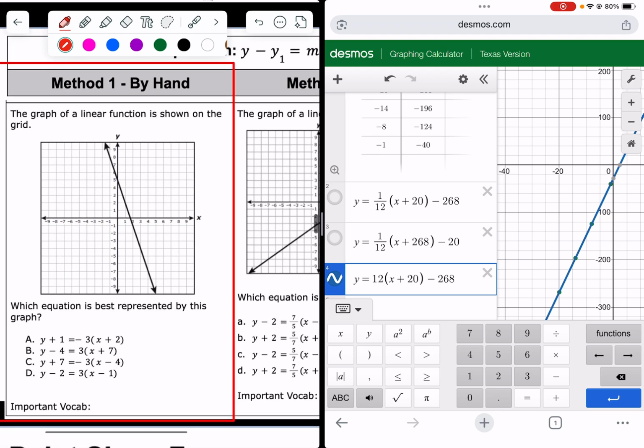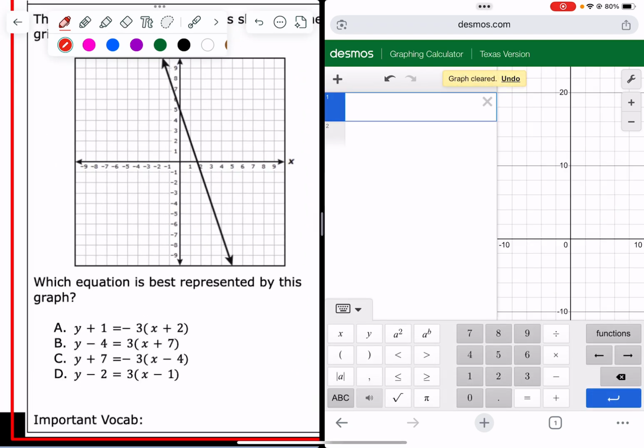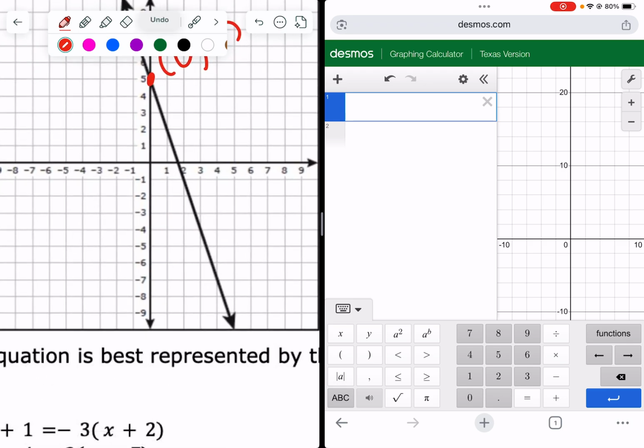Now we can try one more. For this one, delete everything. We can make a table or we can look at our numbers. This touches 0, 5, and then we don't have another point. So I would want to make a table because if there was a perfect x, we could do it that way. But since there's not, I want to make a table.